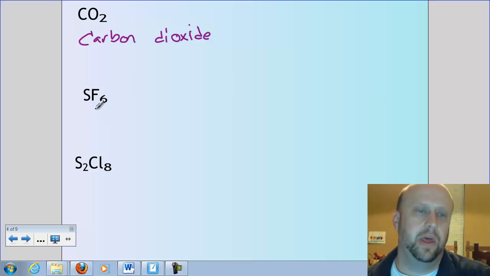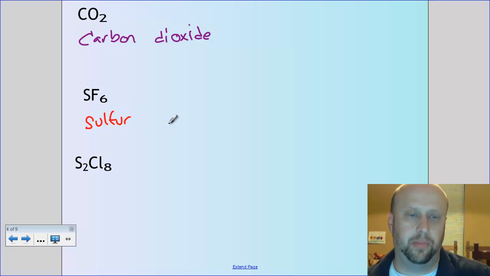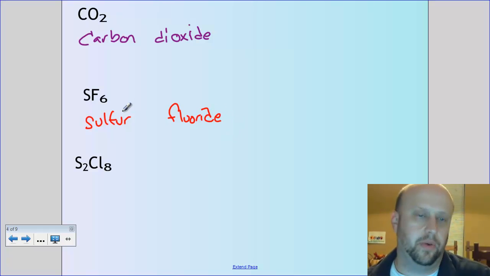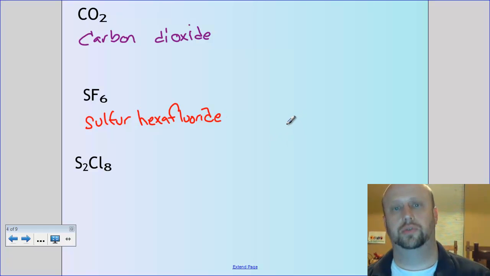Okay, next one, we've got sulfur. I've only got 1 of them, so I don't put a prefix. We don't put a mono in front of the first one. And then I've got fluorine again. We know that fluorine turns into fluoride. And then I need to put the prefix in front of it for 6, and the prefix for 6 is hexa. So it becomes sulfur hexafluoride, and we've already talked about that before. We did shapes. That's the stuff that gives you the real deep demonic voice.